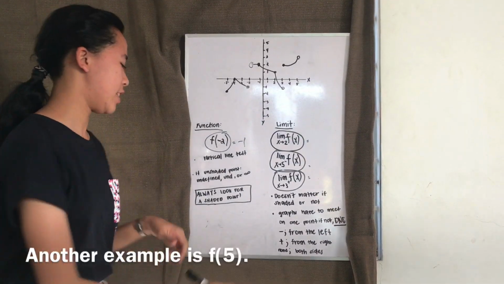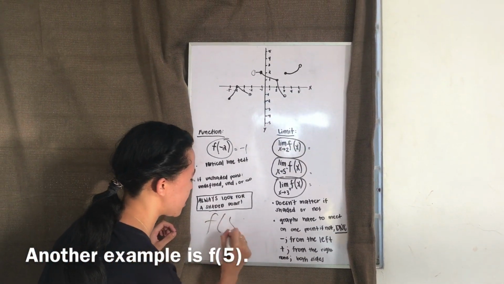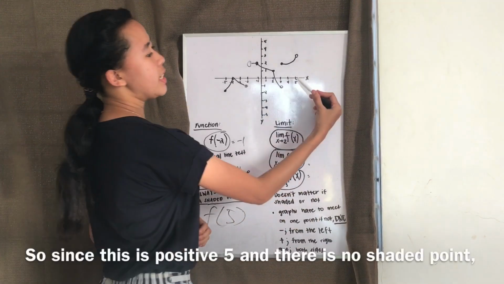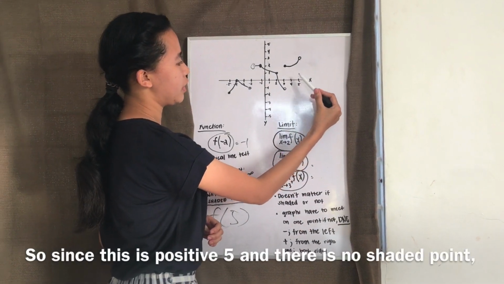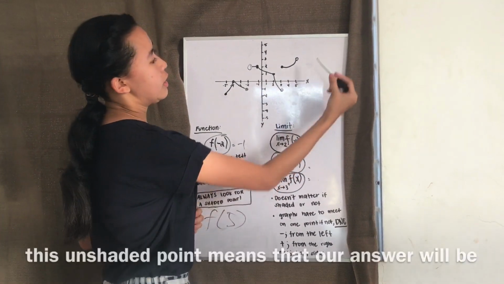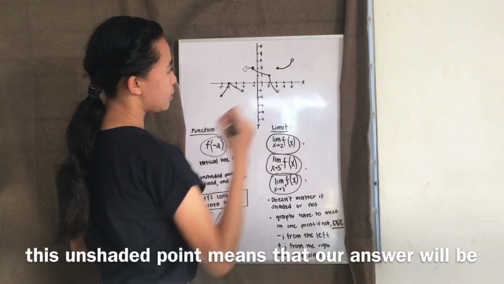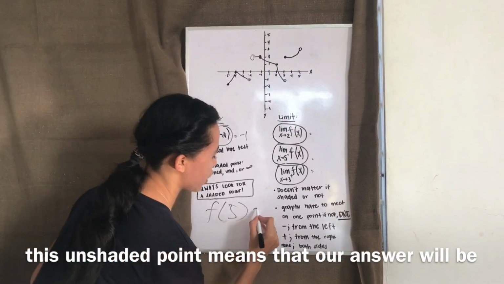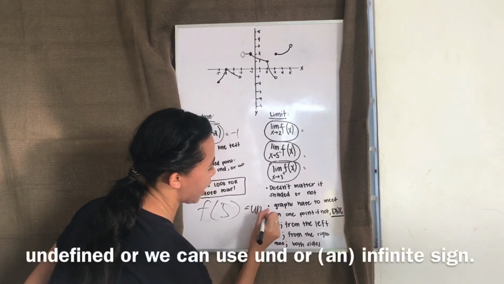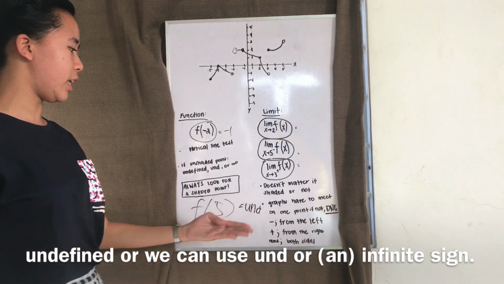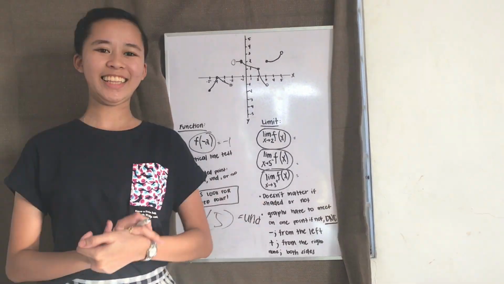Another example is the function of positive 5. Since this is positive 5 and there is no shaded point, this unshaded point means that our answer will be undefined, or we can use U and D or an infinity sign.